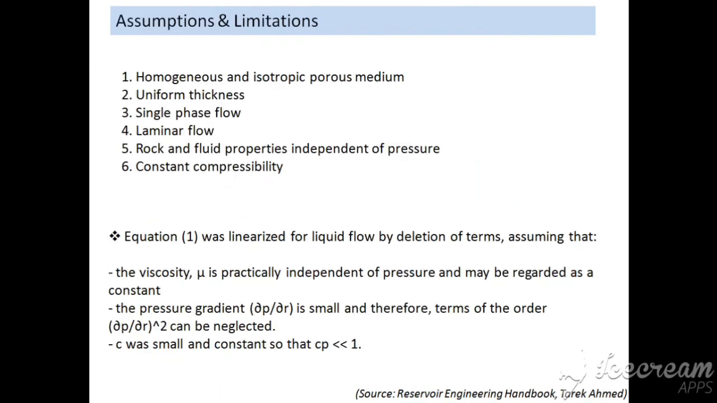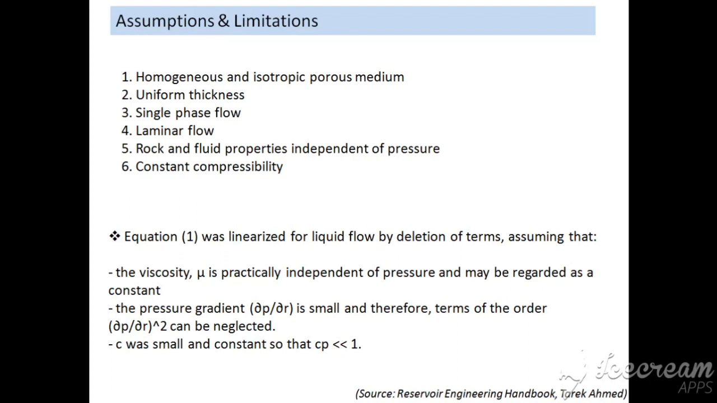So these are some of the assumptions and limitations that we considered while deriving that equation: homogeneous and isotropic porous medium, uniform thickness, single phase flow, laminar flow, and the final two assumptions, which are quite opposite for the case of gases and are not followed by gases: rock and fluid properties independent of pressure and constant compressibility. These will be opposite in the case of gases.